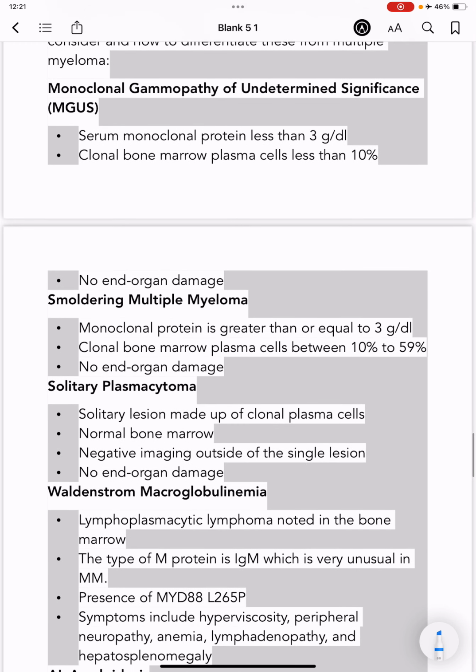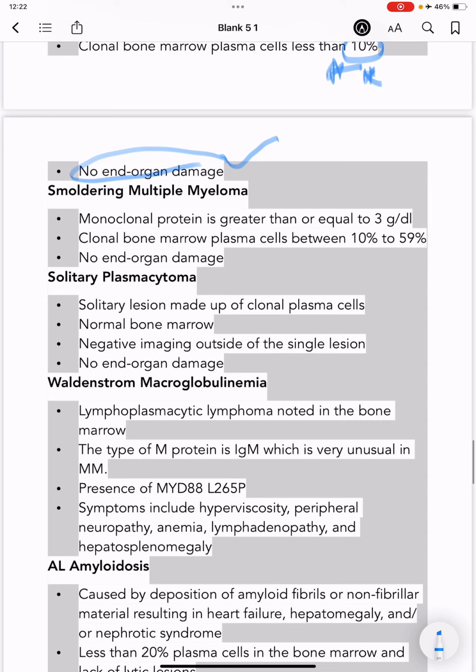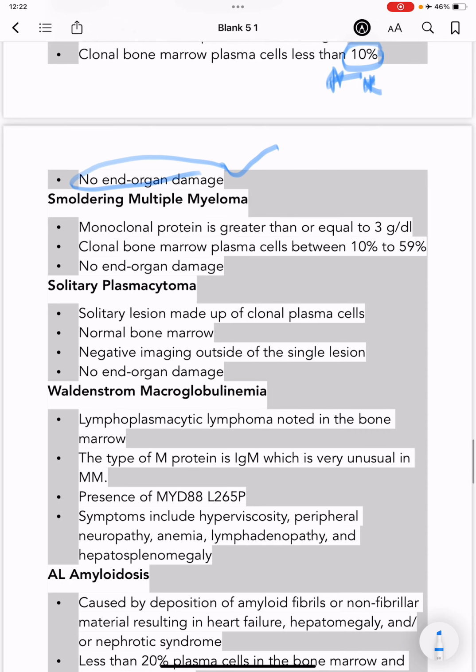If we take MGUS, monoclonal gammopathy of undetermined significance, here plasma cell proliferation will be there, but it will be less than 10% and monoclonal protein also less than 3 gram per deciliter. Because of this lesser proliferation, there is no end organ damage. If we come to smoldering multiple myeloma, plasma cells range between 10 to 59%. Monoclonal protein is greater than or equal to 3 gram per deciliter, but no end organ damage. In smoldering multiple myeloma there is no end organ damage, but in multiple myeloma, end organ damage will be there.